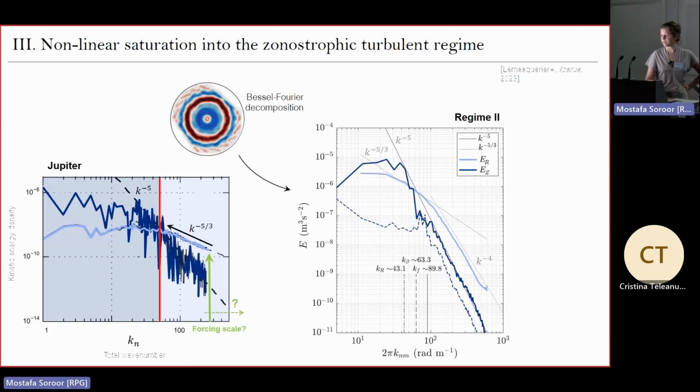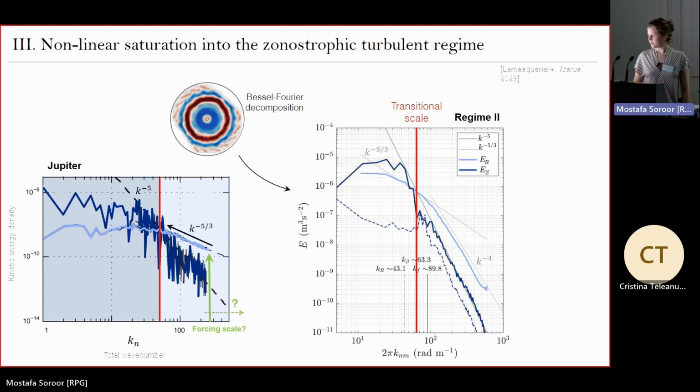So we can look at the spectra in our experiments and see if we retrieve similar features. Here on the right, I'm plotting some spectra obtained in an experiment in regime 2. And again, the dark blue curve is the zonal spectrum and the light blue one is the residual. This is a zonal spectrum during the transient. You see that initially it peaks around our forcing scale, Kf. And eventually, once we reach a quasi-steady state, we have more energy which has been transferred towards large scales. And this slope is consistent with a steep k to the minus 5 slope. Then you can see that the transitional scale distinguishes here also the fact that fluctuations are dominant at small scales and zonal flow at large scales.